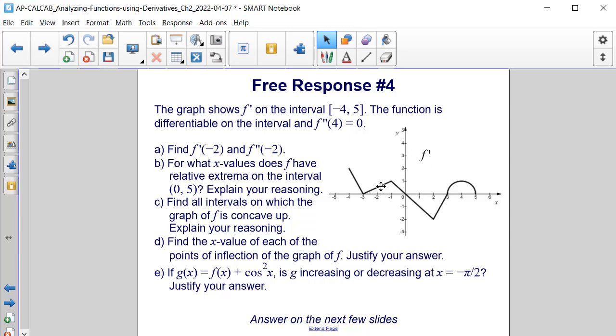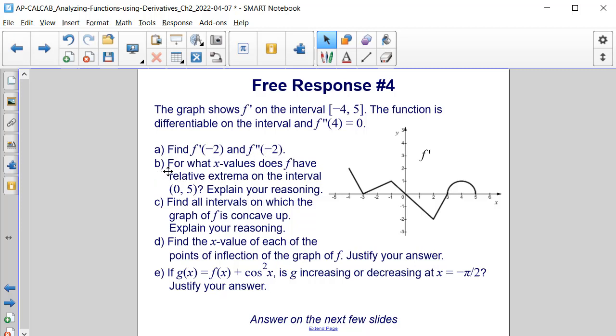The graph shown is the graph of f prime of x on the closed interval from -4 to +5. The function is differentiable on the interval and f double prime of 4 is equal to 0. We're going to answer the following questions. Find f prime of -2 and f double prime of -2.